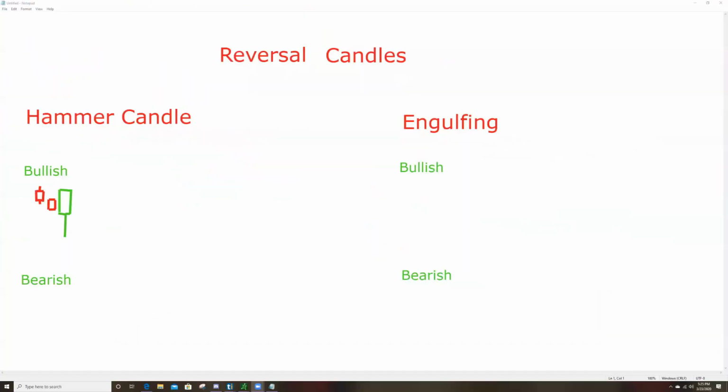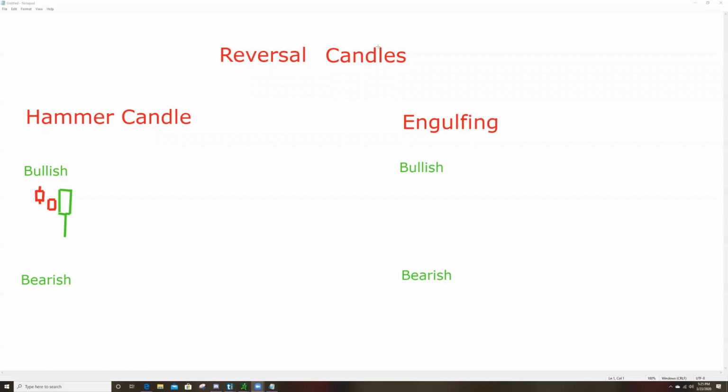Now, besides those patterns that we saw, those reversal patterns, there's also some candles that can help give us clues about reversal. So in this next part, we're gonna go over some candles that can be really useful, especially when a stock is overextended to the upside or downside. Okay, so the first type of candle that we're gonna go over is a hammer candle.